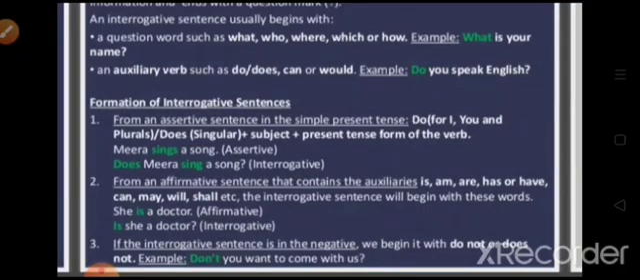And the third point, if the interrogative sentence is negative, we begin it with do not or does not. For example, don't you want to come with us? Don't you go there? So these are examples of the interrogative sentence when we make it negative.